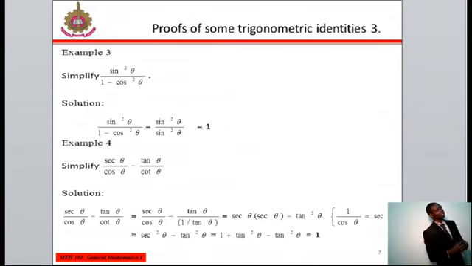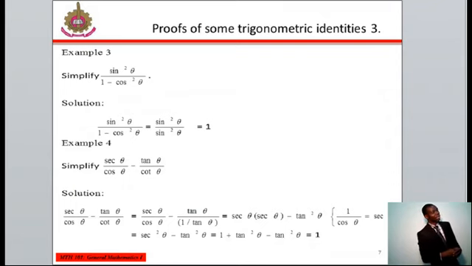Similarly, you can also proceed to solve this simple problem. You can simplify sine squared theta divided by 1 minus cos squared theta. All you need to do here is to substitute for the denominator. And we know that 1 minus cos squared theta is equal to sine squared theta. And that was what was done, as you can see on the slide, to arrive at your 1.